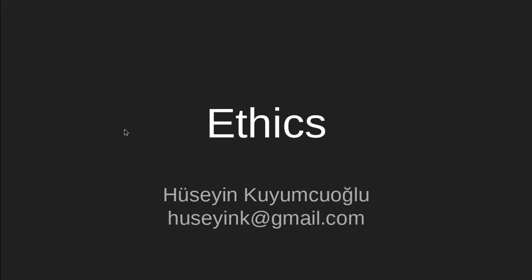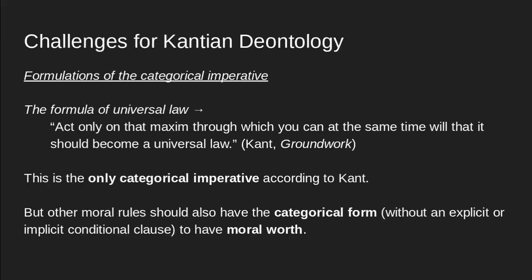We have been discussing normative ethical theories until now. We have gone through utilitarian theory, challenges against utilitarian theory, and we have seen one applied issue where we can use the utilitarian theory to have a moral verdict. And then we switched our attention to Kantian deontology, and we talked about how this ethical theory works. And today we are going to talk about challenges for Kantian deontology.